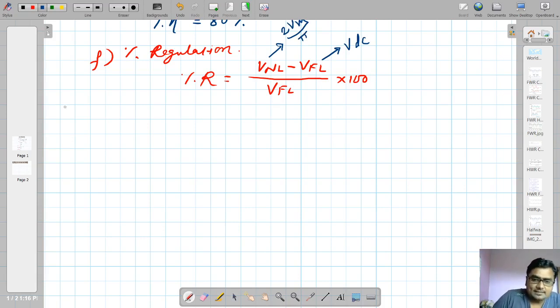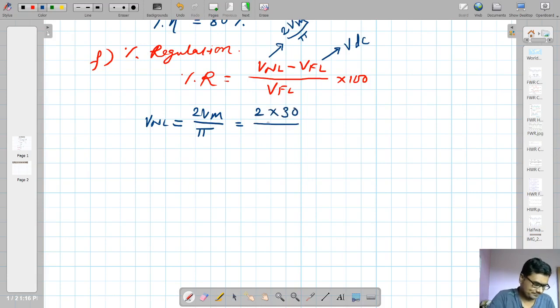Put the values. Let's calculate VNL then. VNL is equal to twice VM divided by pi. VM is 30, I think. 2 multiplied by 30. Let me check whether it is exactly 30. Yes, it is given 30 volt, divided by the value of pi. Use your calculator. What I'm getting is 19.1 volt. This is what my VNL is.